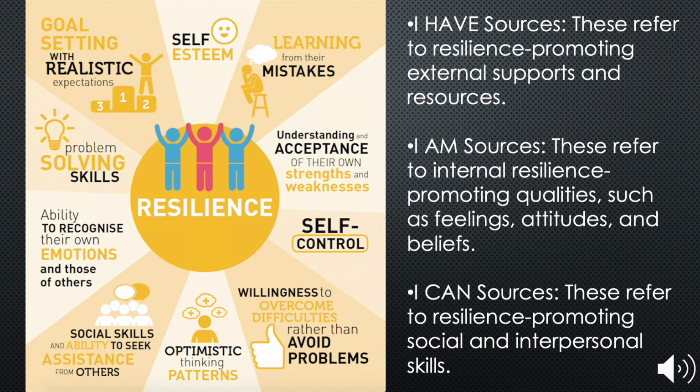I can sources. These refer to resilience promoting social and interpersonal skills. That is, your ability to forge relationships and to ask others for help. What struck me about these three categories is that two of them are about our ability to develop resilience outside of ourselves, in our relationships with others and in our community. Resilience is not about suffering alone or overcoming adversity as an individual. Asking for help is a sign of strength and great resilience, and it is not a sign of weakness.